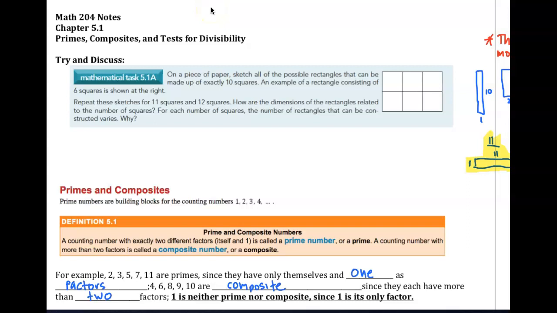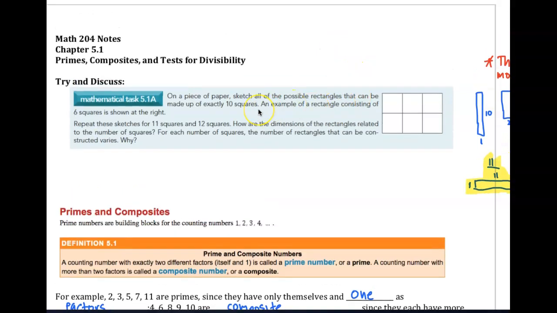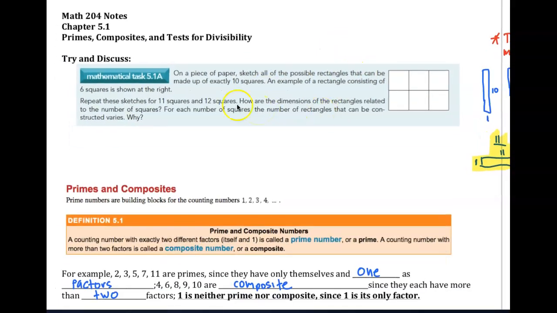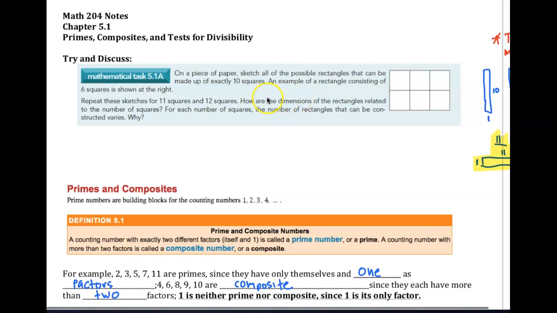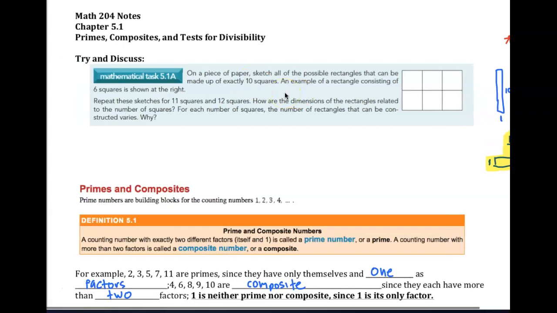We start this section talking about number theory, and specifically we're going to look at something called prime numbers, composites, and then look at some tests for divisibility. And so let's start by thinking about this question here on this task. If you were going to construct a rectangle with 10 squares, what would that look like?